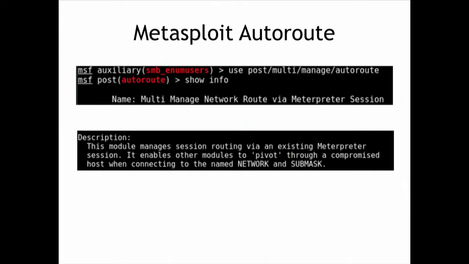So now this is how you do it with AutoRoute. AutoRoute is a Metasploit post-exploitation module. If you look at its info, it'll tell you what it does here, which is actually pretty nice. It manages session routing. This is actually a cute idea. You have an open Meterpreter session to some box. If you run sessions, you'll see it. You're going to route certain IP addresses through that session.